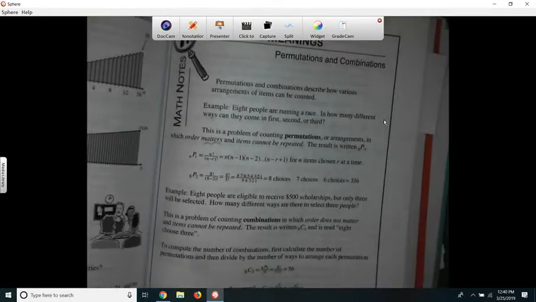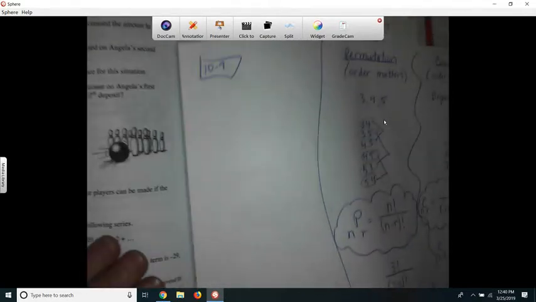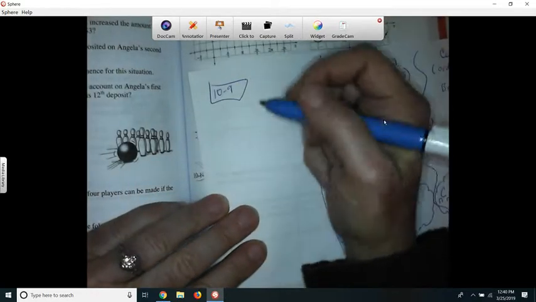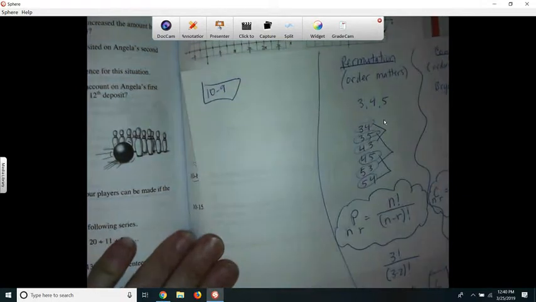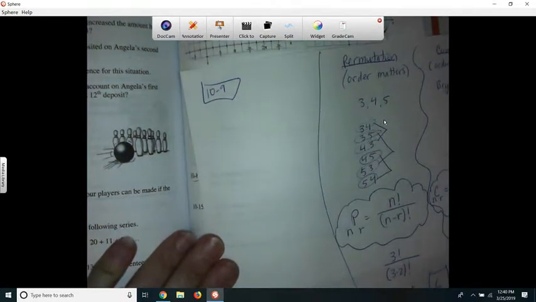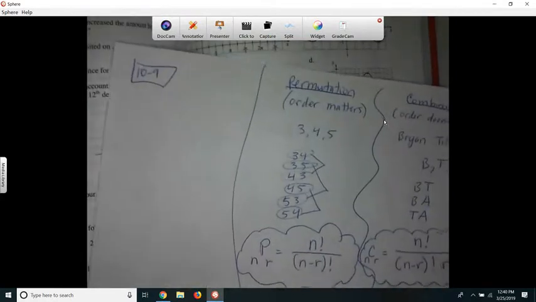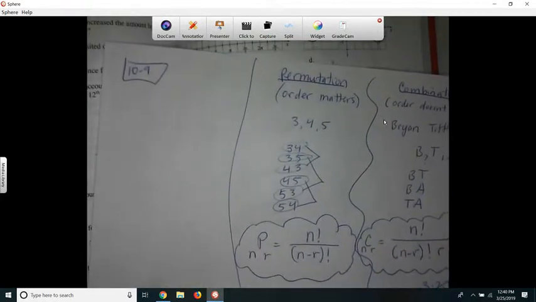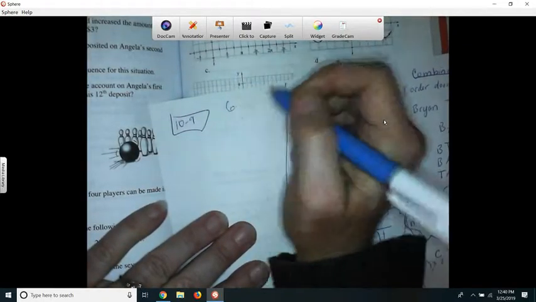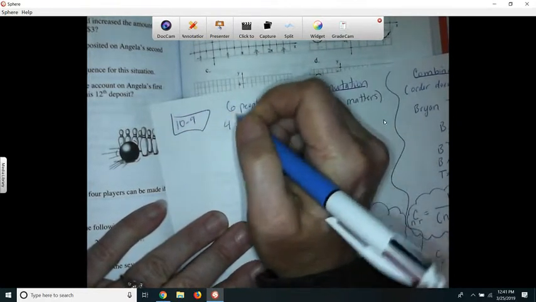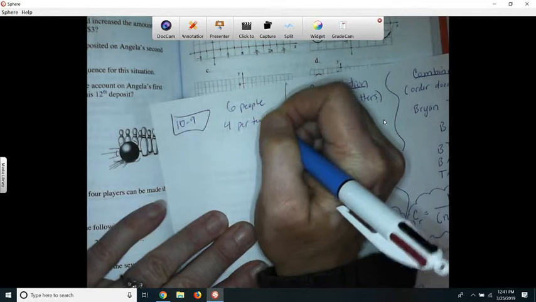10-9 for reals. So here's 10-9. We've already looked at our math notes box, and it says how many different four-person teams can be made if the order in which they bowl does not matter. So four-person teams, there's six people, and I need a four-person team, and the order doesn't matter.